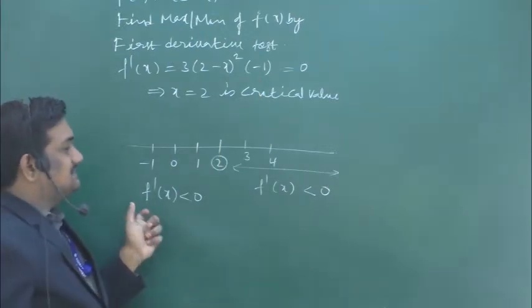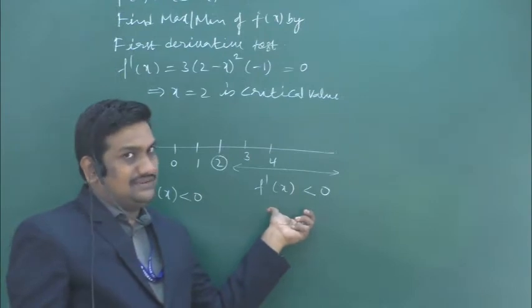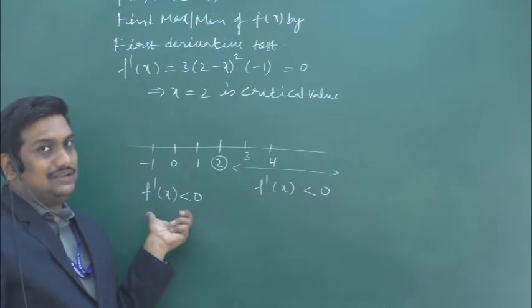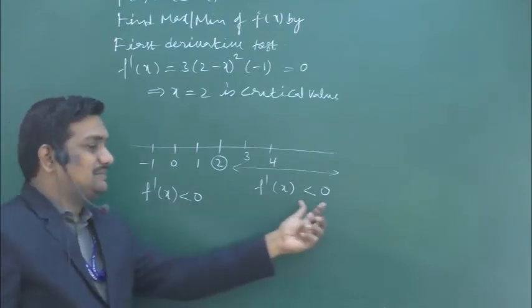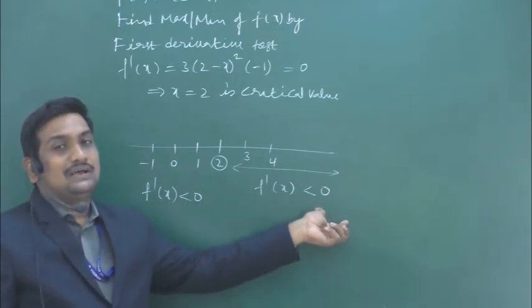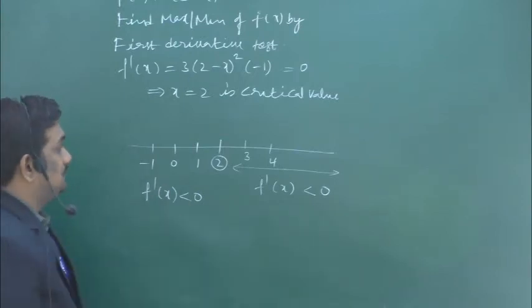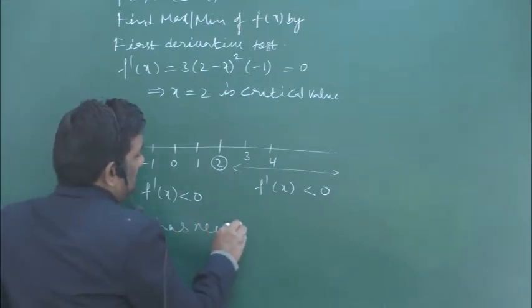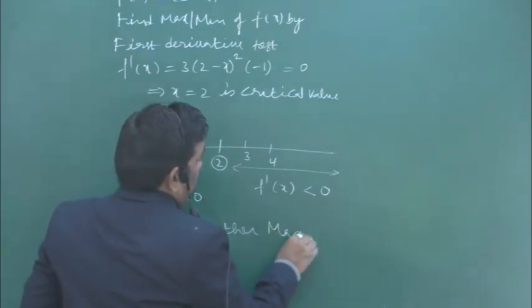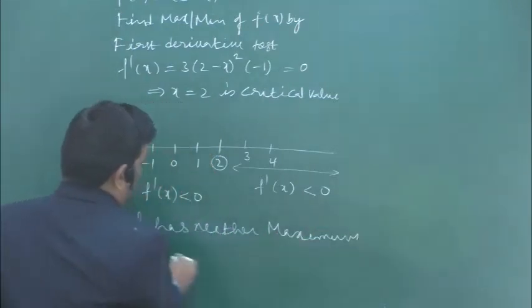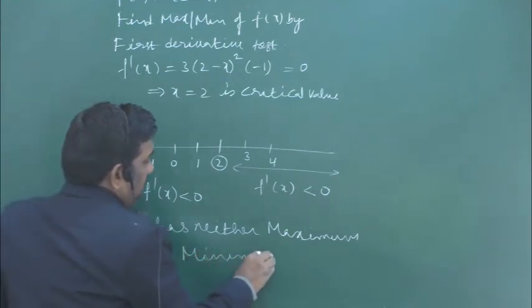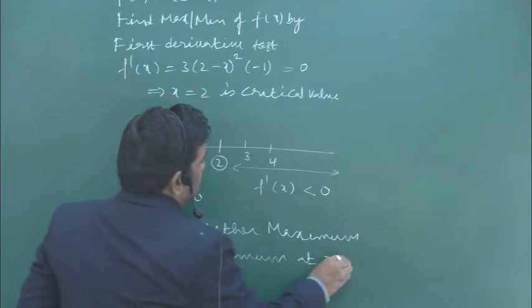For every x value on the right hand side, you got the first derivative as negative. For every x value on the left hand side, you got the first derivative value as negative. So according to the minus comma minus test, you will have neither maximum nor minimum at x equals 2. So f has neither maximum nor minimum at x equals 2.